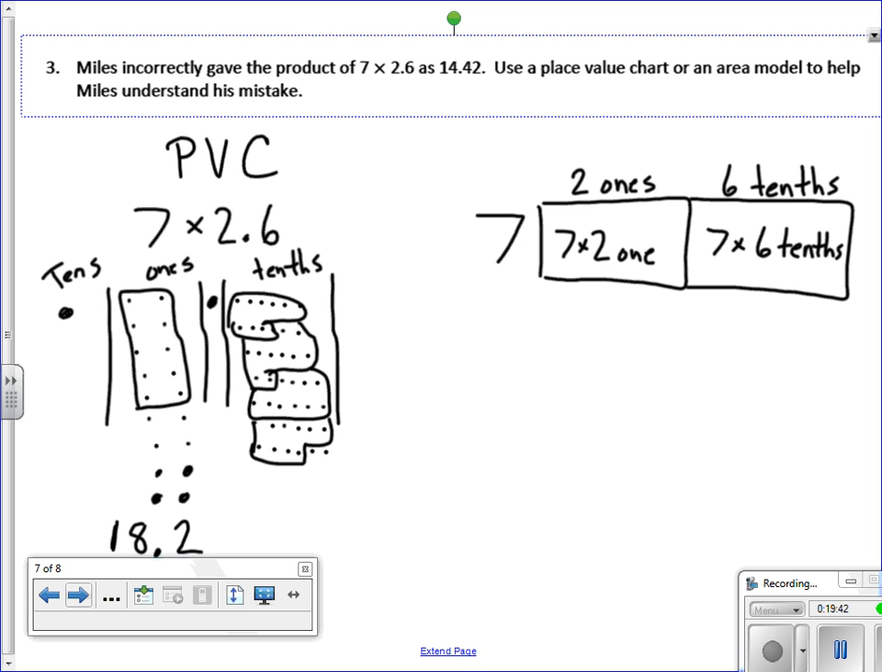7 times 2 is 14. 14 ones would look like this with a decimal point behind it. 7 times 6 is 42 tenths, which would look like 4 decimal point 2. If we then added those together, 14 and 4 gives me 18, and I'm left with 2 tenths.